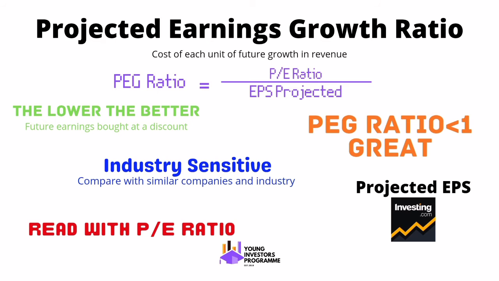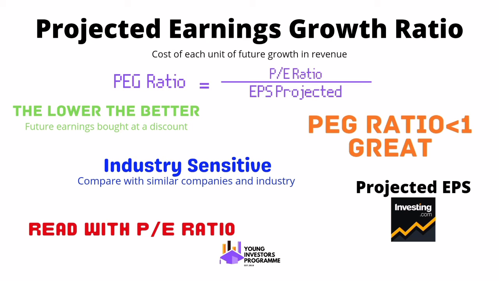So next we have the projected earnings growth ratio, or PEG. It's the cost of each unit of future growth in revenue. So this is where our forward EPS would come into use. It's the PE ratio divided by the projected EPS. Generally, the lower the better. It would mean that future earnings are bought at a discount. Buying things at a discount is always good if you plan to sell them in future or you want it to grow. A PEG ratio of less than 1 is seen as great.